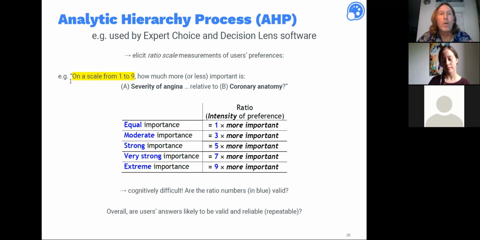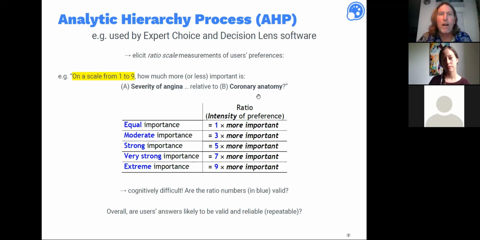Here's an example. So sort of on a scale from 1 to 9, although it's usually expressed qualitatively. So the user would be asked, looking at these words on the left-hand side here, how would you describe how you feel about one criterion? I'm still sticking with the surgery example. Severity of angina, that's important. So the coronary anatomy. How much more important is the first thing than the second thing? And so the respondent has to choose one of these 5 options here. And one of these 5 options in the background translates to a ratio indicating how strongly they feel about the first thing relative to the second thing.